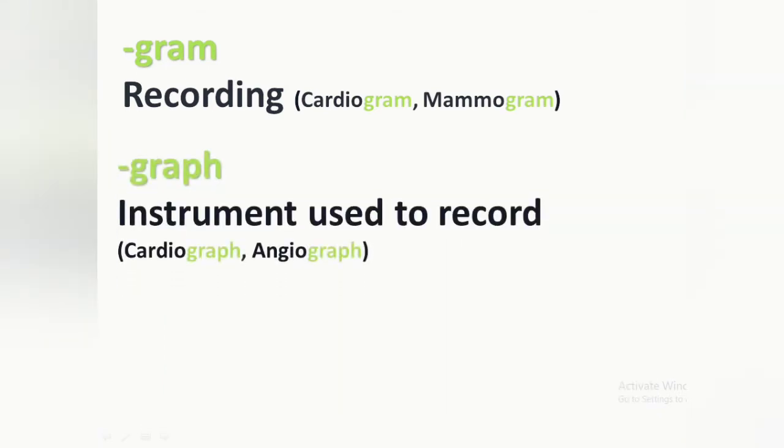Another suffix is graph, which means instrument used to record. Cardiograph means the instrument which is used to record the cardiogram, or the instrument used to record the muscle activity within the heart. And angiograph means the imaging test that uses X-ray to view our body's blood vessels.